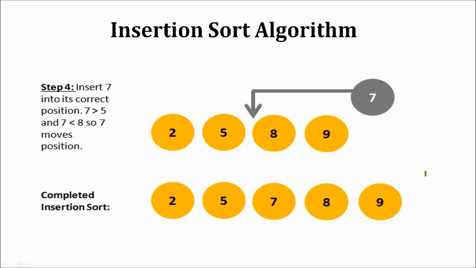Next, the last value is 7. Is 7 less than 9? Yes. Is 7 less than 8? Yes. Is 7 less than 5? False. So that's why the completed insertion sort is 2, 5, 7, 8, and 9. Again, that's how the insertion sort algorithm works.